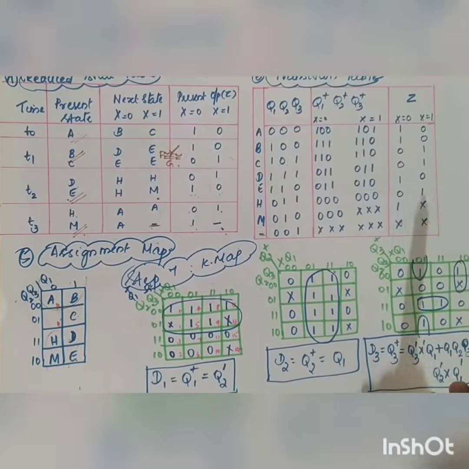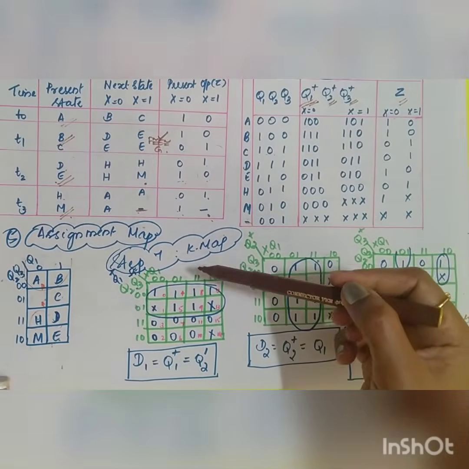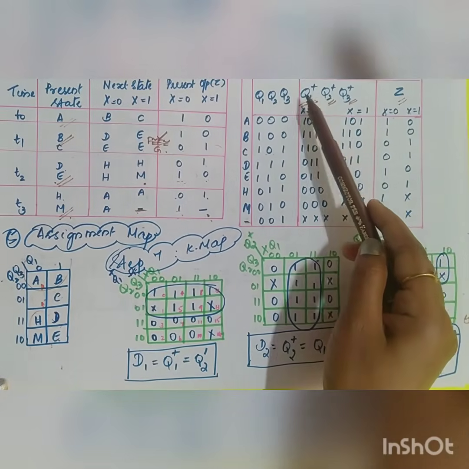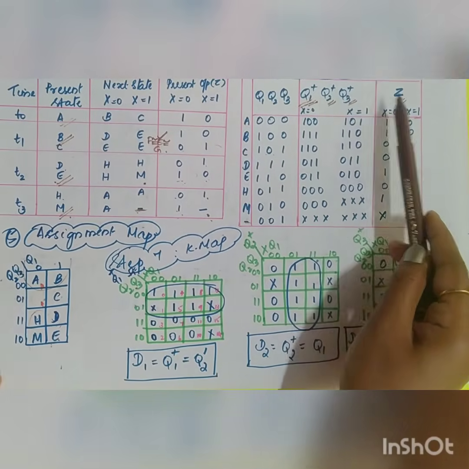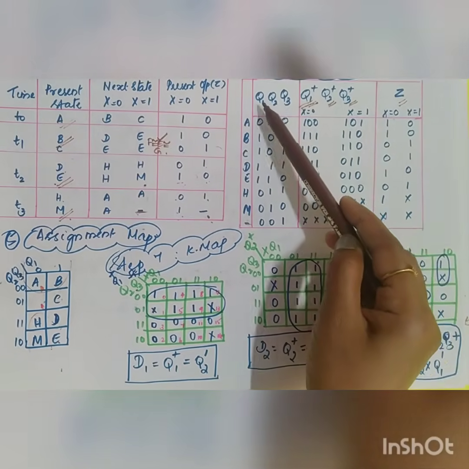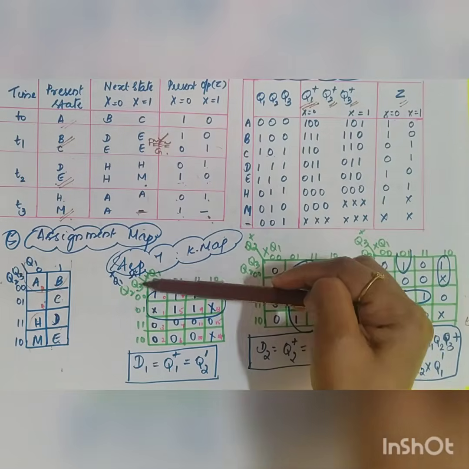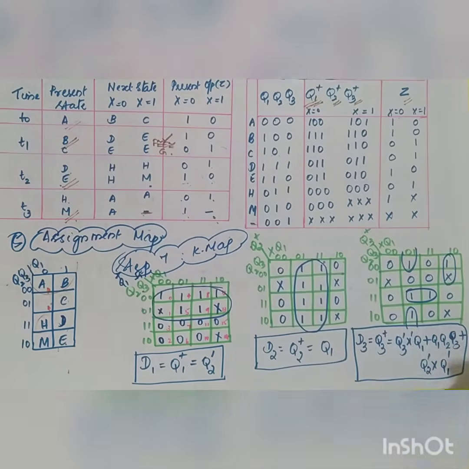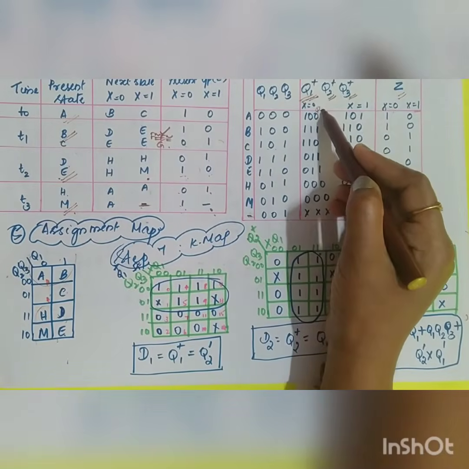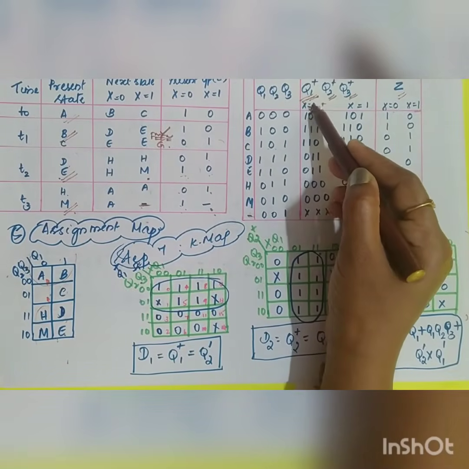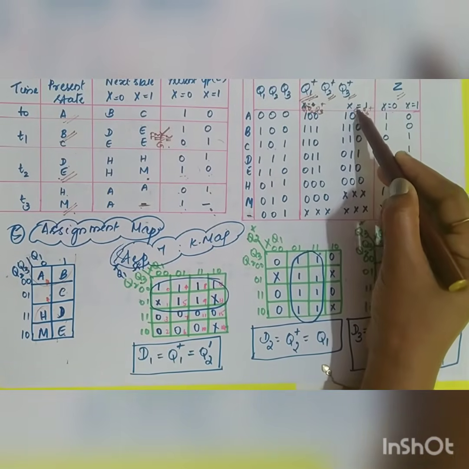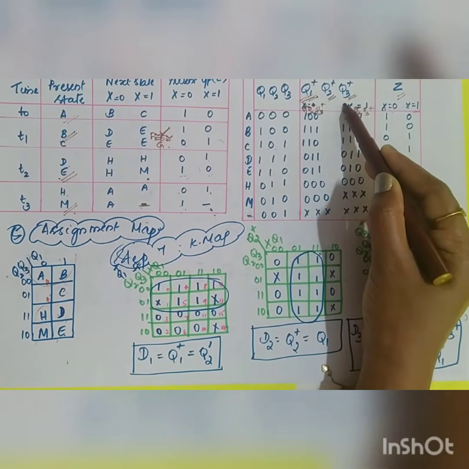Okay. So now let us do the next step, that is building the K-map. Your K-map you are going to do for the next state, Q1 plus, Q2 plus, Q3 plus and Z. So 4 K-maps depending on what are the inputs, X, Q1, Q2, Q3, present inputs. Okay. So let us consider the first case. So here also you will be getting Q3 plus, Q2 plus, Q1 plus.